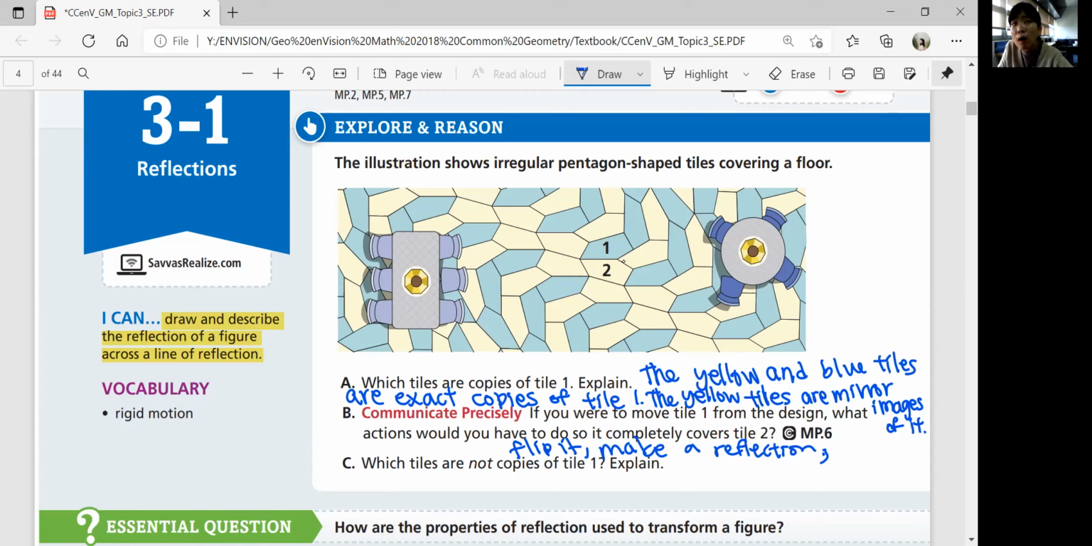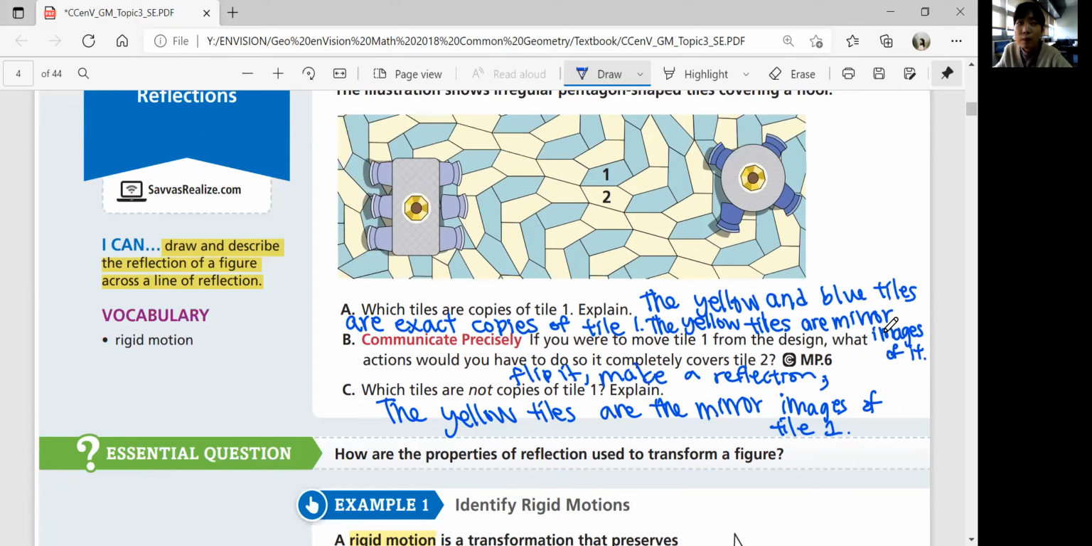Well, you could say they're all copies of tile 1, but the beige, the yellow tiles are more like the mirrors. They're not an exact copy, like copy and paste, the same thing, right? They're reflected. So you could say that they're a little bit different. They are the mirror images of tile 1. Okay. So in this lesson, think about this essential question: how are the properties of reflection used to transform a figure?